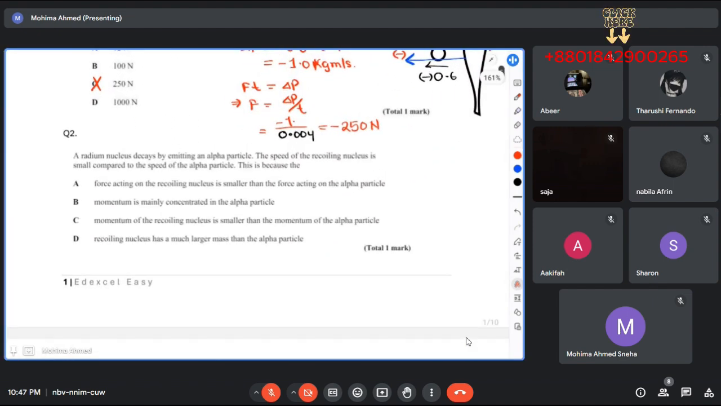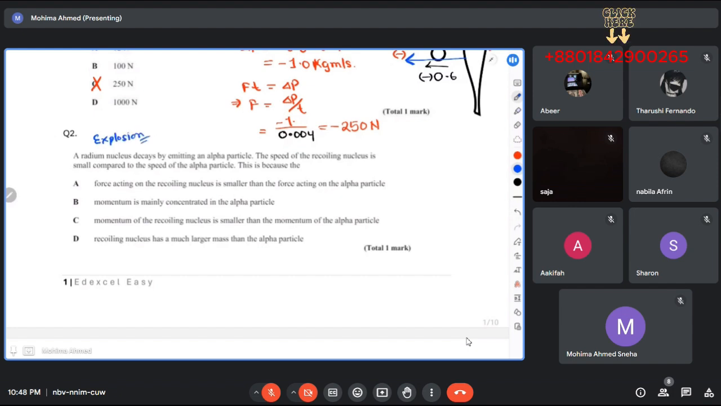Okay, this is about question two. A radium nucleus decays by emitting an alpha particle. The speed of the recoiling nucleus, wait one minute. Okay, this is, I think, about the law of conservation of momentum and Newton's third law of motion. Well, this entire part is not about collision. This is about explosion.